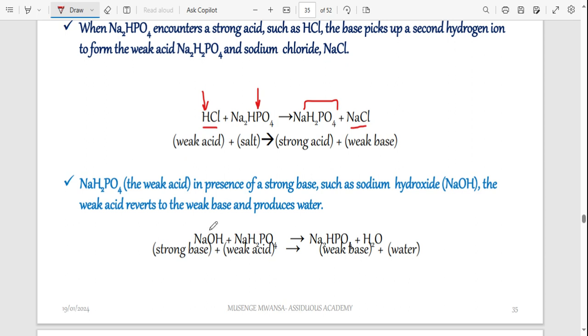Sodium hydroxide, if it reacts, the sodium which is positive will react with the negative part. Remember the negative part here is actually sodium, like that. Let me first write it without the sodium.